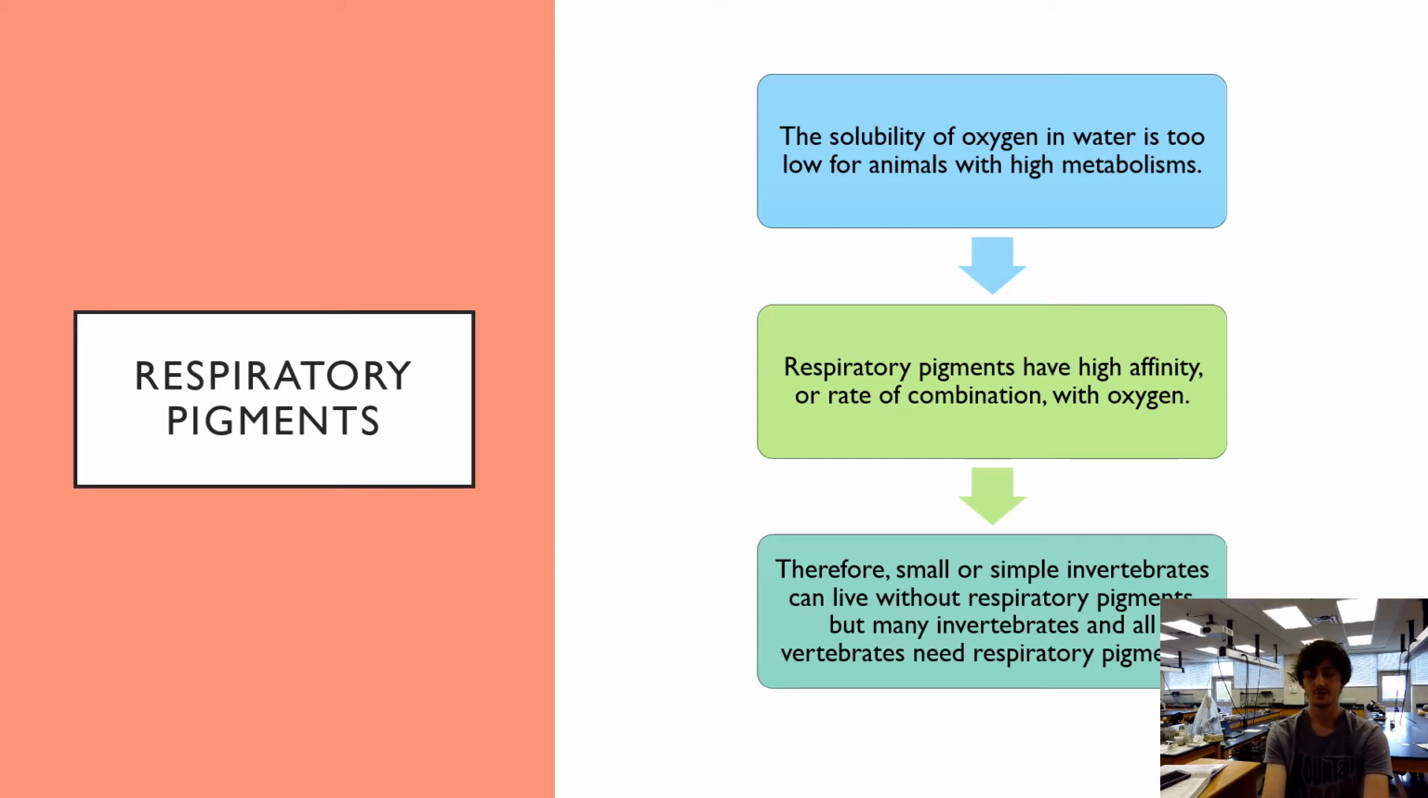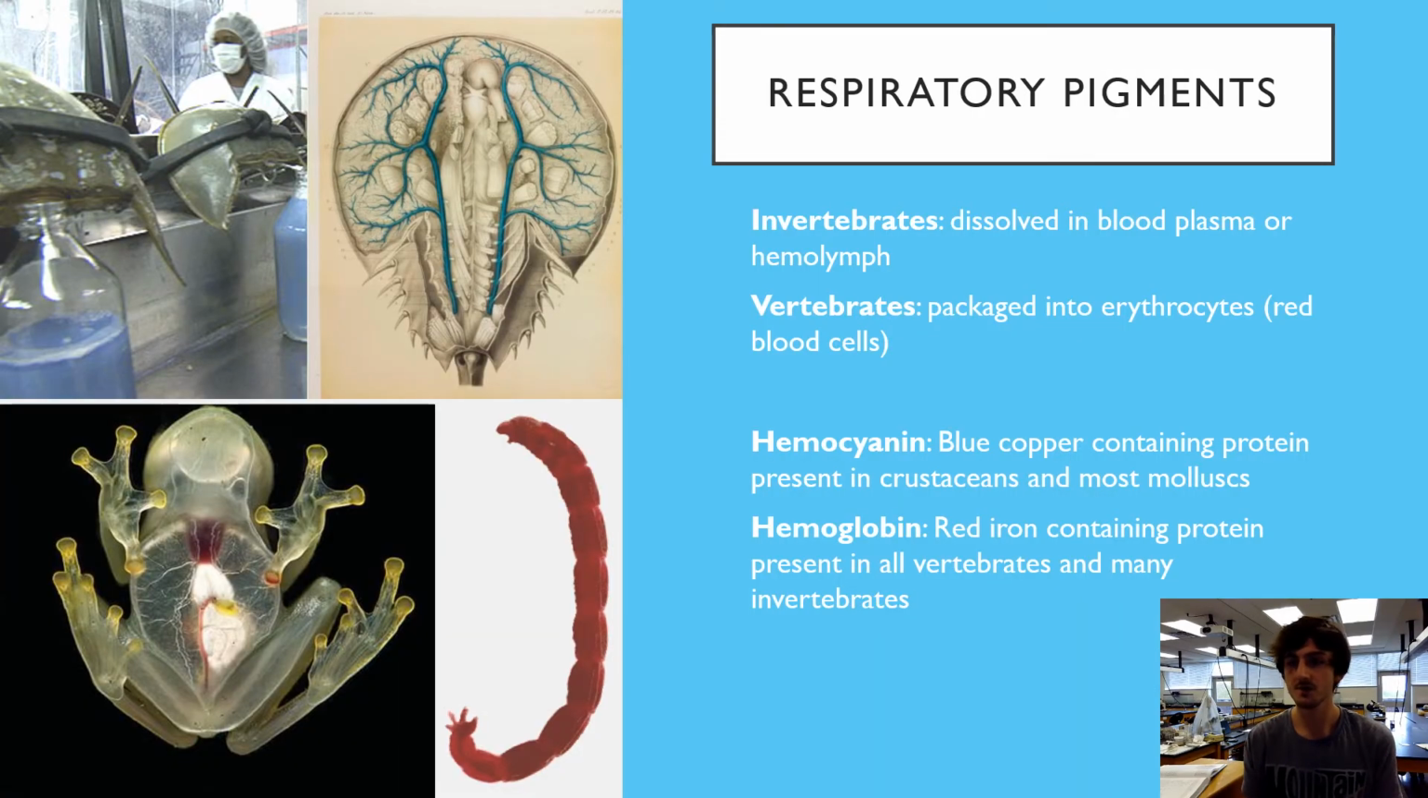Chordates have the respiratory pigment hemoglobin. Some invertebrates have the respiratory pigment hemocyanin, and I'll talk about that a little bit more on the next slide. There's a couple different methods for organisms to transport those respiratory pigments throughout the body.